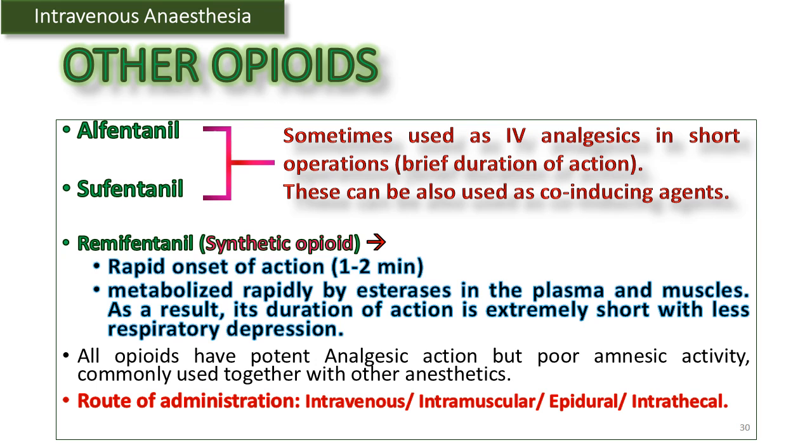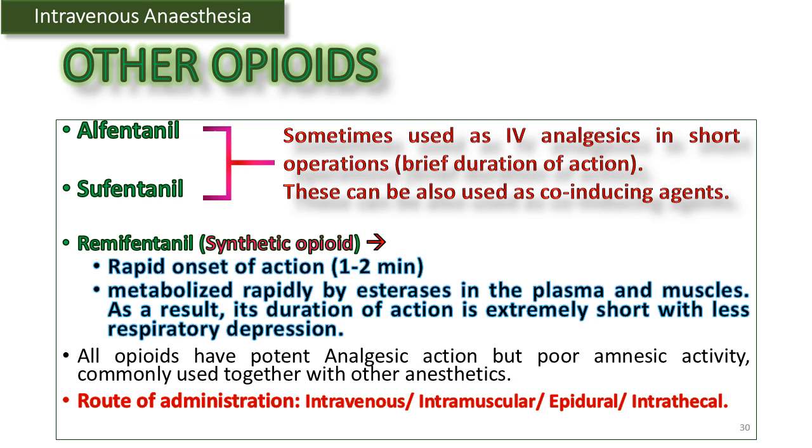Other opioids which are used in combination to produce neuroleptic analgesia are alfentanil, sufentanil, remifentanil. Sometimes it is used as an IV analgesic in short operations due to its brief duration of action. Sufentanil is the most potent opioid analgesic. It is 1000 times more potent than morphine. This can also be used as a co-inducing agent.